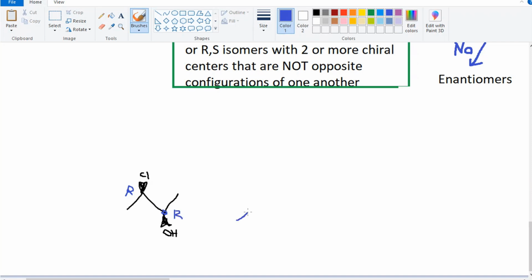Now, if I was to take a similar molecule, a stereoisomer of this one, if I did this, what would be the relationship between these two? Well, the surest way to tell would be to check the designation of each of the chiral centers. What would be the designation of the chiral center of the chlorine that's dashed? Yeah, it would be an S, right?